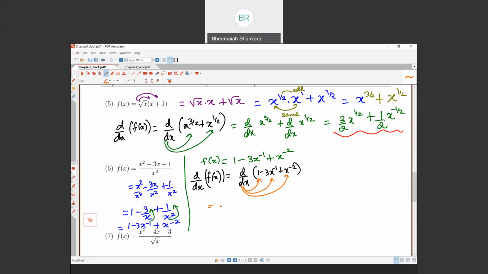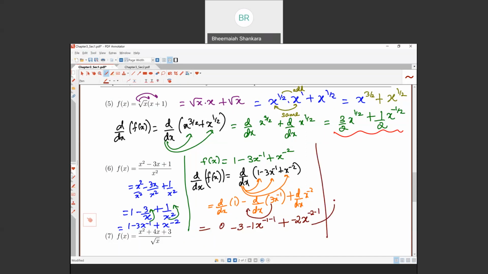So we're going to write it as the derivative of the first function 1, minus the derivative of the second function 3x to the negative 1, plus the derivative of x to the negative 2. Now let's use the formulas which we learned at the start of this section. The derivative of any constant is 0. For the derivative of a constant multiple times x to the negative 1, the constant can be moved out, so it's negative 3. Then you do the power rule, so it's negative 1, x to the negative 1 minus 1. The derivative of x to the negative 2 is negative 2, x to the negative 2 minus 1.